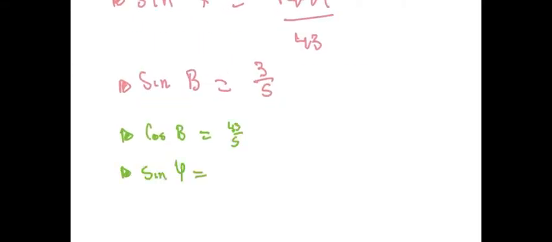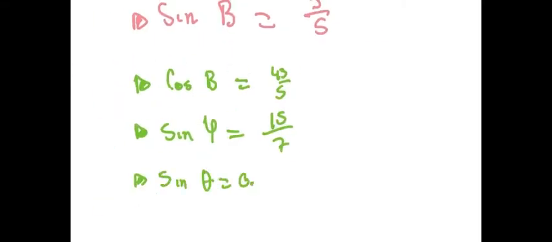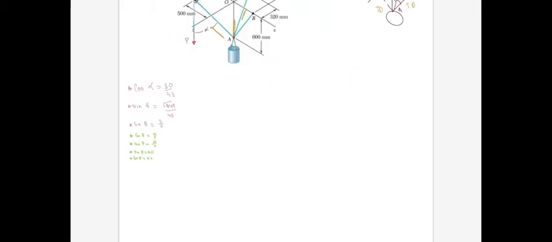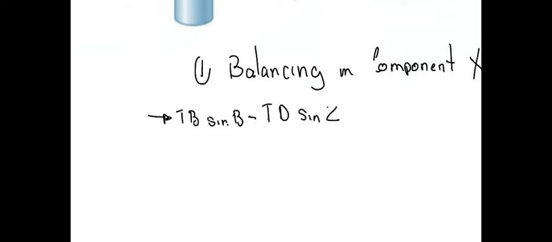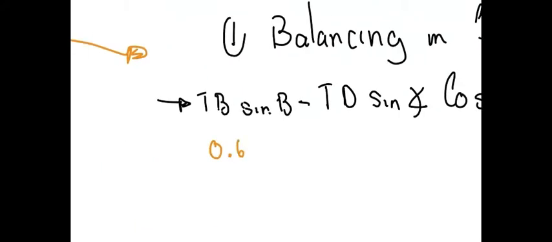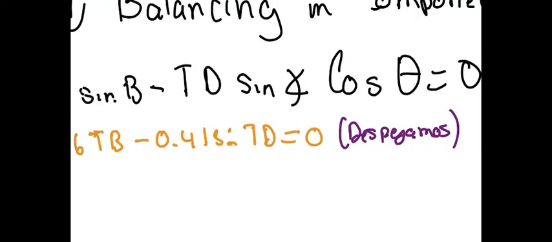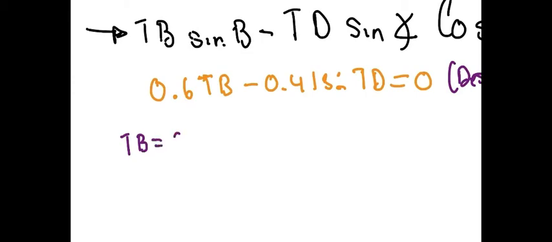And then after doing this, we're going to calculate the balancing in each component. So at first, we calculate the balancing in the component X. I base it on the diagram and use this balancing. And then I got the TB, as you can see.